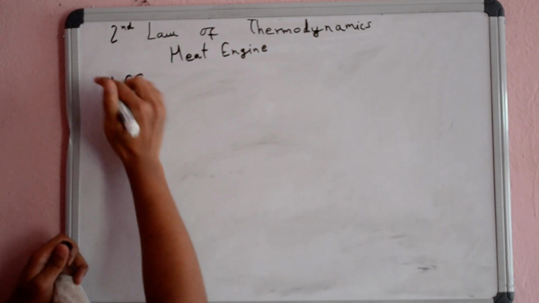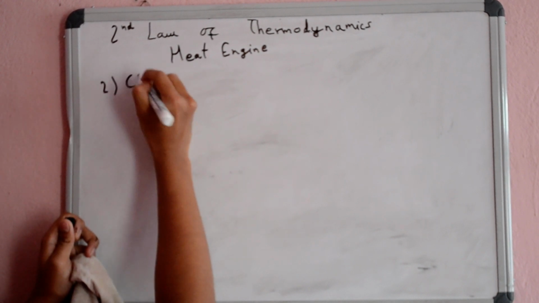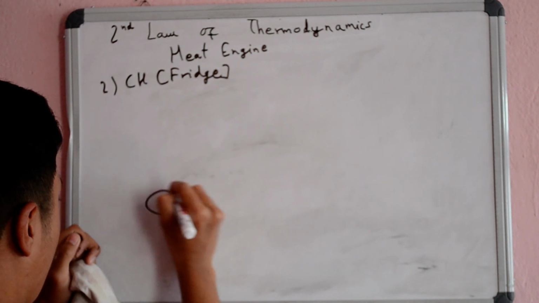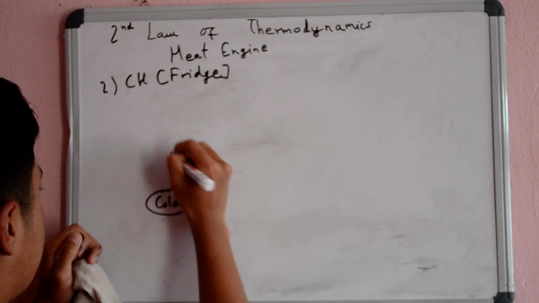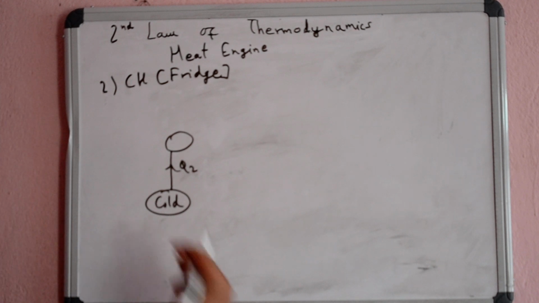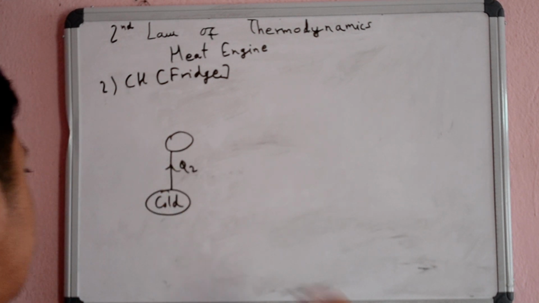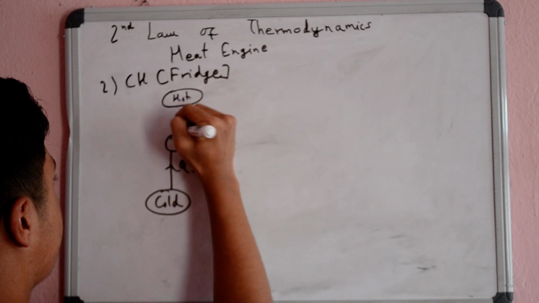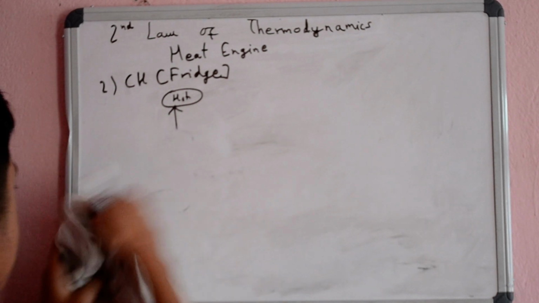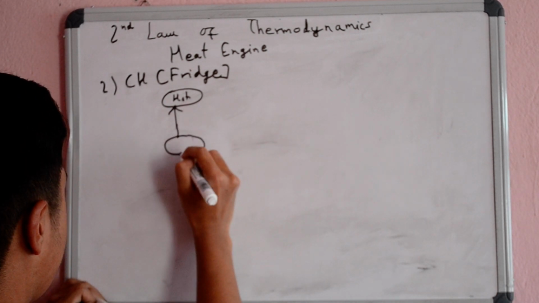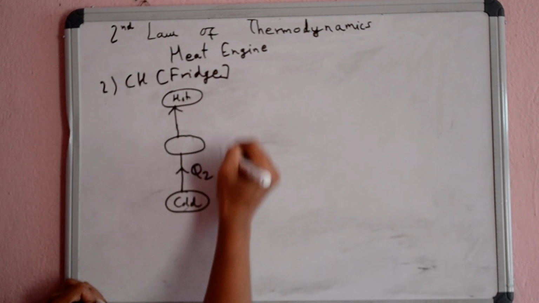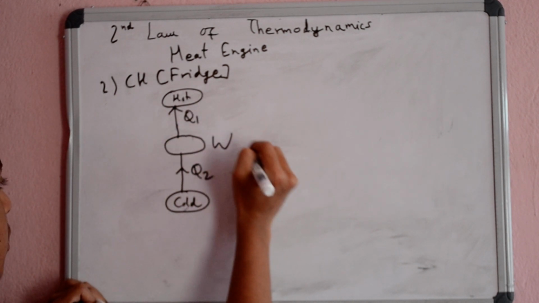So the second type, cold to hot body, or the fridge one. So here we have a cold body, and let's just say it applies Q2 to the working part, because first you need some working part to essentially give off the same heat energy to the hot body, right? Let's say this is heat Q2 and Q1, and this is some work done on the body, right?